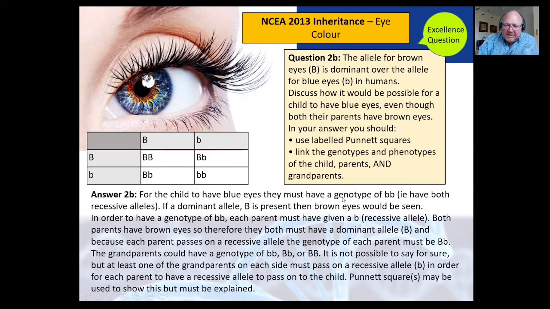For the child to have blue eyes, they must have a genotype of little b little b, or homozygous recessive. If a dominant allele B is present, then brown eyes will be seen. In order to have a genotype of homozygous recessive, each parent must have given a little b. Both parents have brown eyes, so therefore they must have a dominant allele, big B. And because each parent passes on a recessive allele, the genotype of each parent must be heterozygous. The grandparents could have a genotype of homozygous recessive, heterozygous, or homozygous dominant. It's not possible to say for sure, but at least one of the grandparents on each side had to have passed on the recessive allele in order for each parent to have a recessive allele to pass on to the child. Punnett squares may be used to show this, but it must be explained.